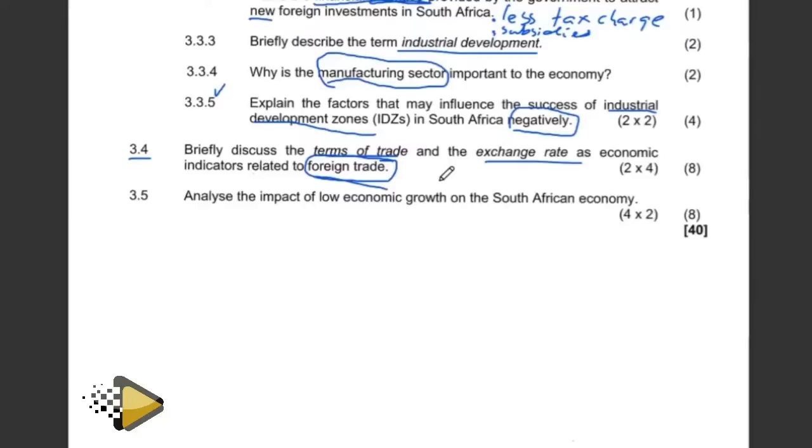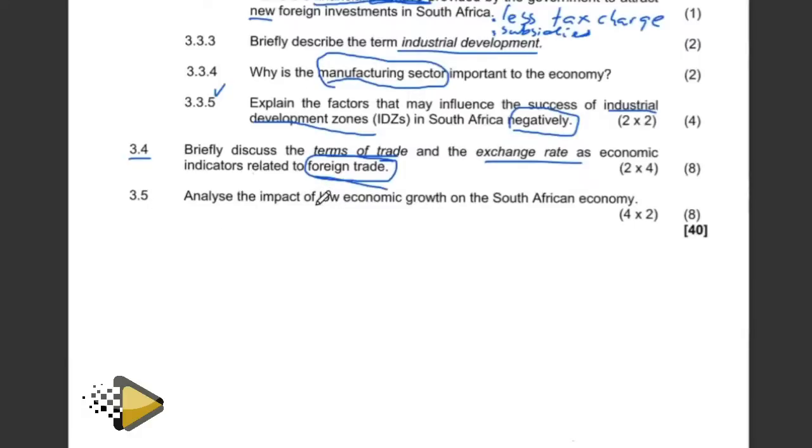It means that there is much influence towards the flow of goods and services. Okay, right. So now let's move on to 3.5.